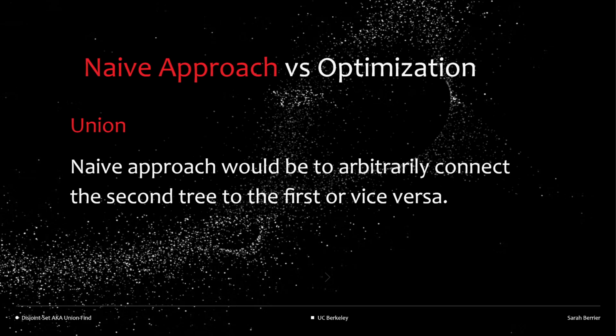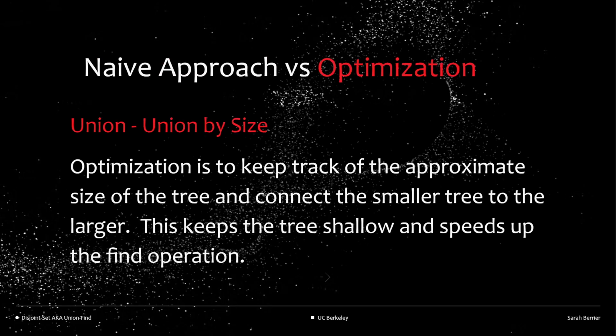So the naive approach for the union method would be to just arbitrarily connect the second tree to the first, or vice versa, and to not think about it in a more efficient way. The optimization of that is union by size. So you keep track of the approximate size of each set, and you'll connect the smaller one to the larger. This will keep the tree shallow and will speed up that find operation that's walking up the path. You want it to have fewer steps to take to get to its root node when you're calling find. And this will help in that goal.